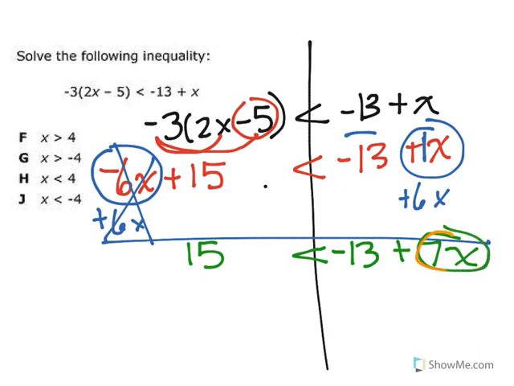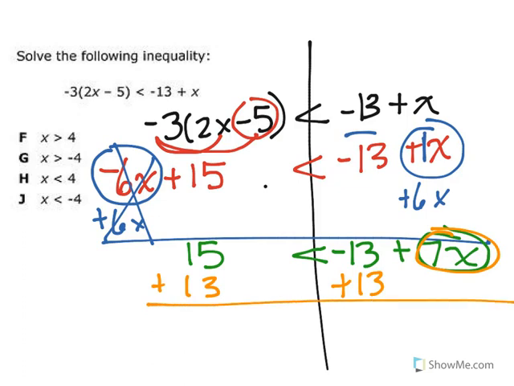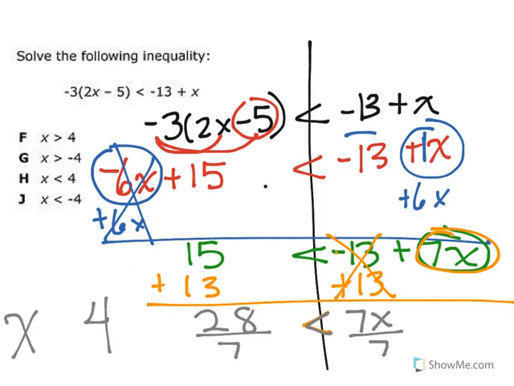And I'm going to do the inverse operation of addition, the inverse of -13, which means I'm going to add 13 to both sides. -13 plus 13 is 0. So I get 7x is greater than 28. I'm going to divide by 7, and I get x something 4.